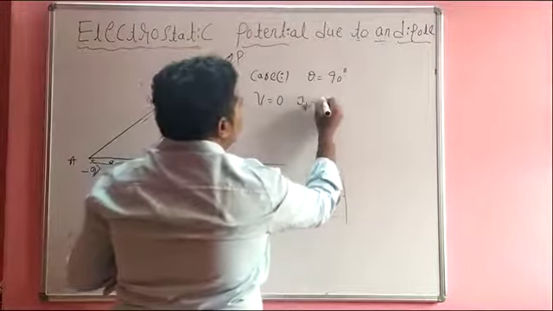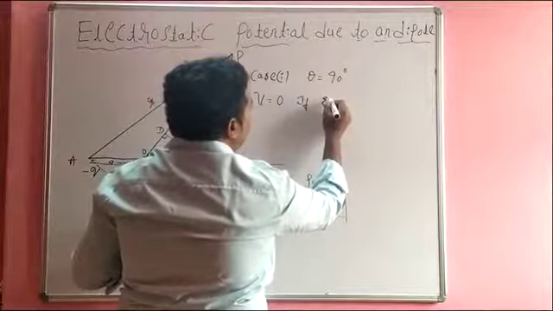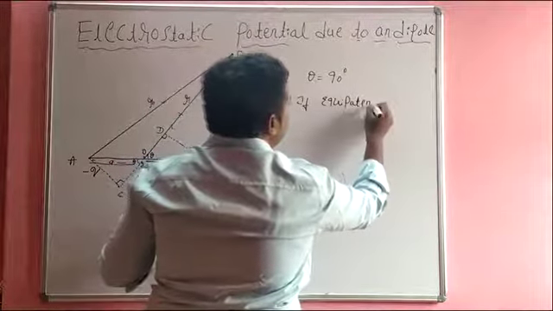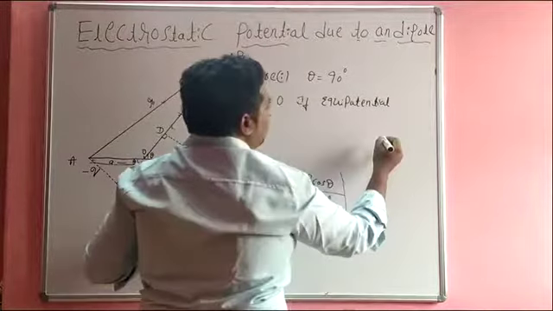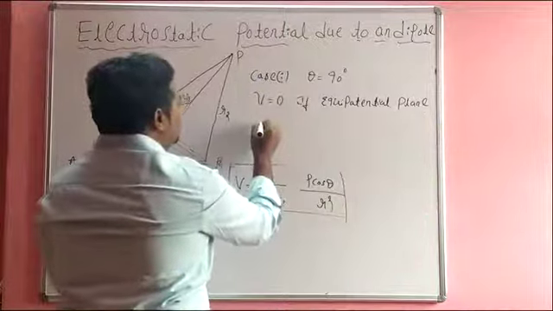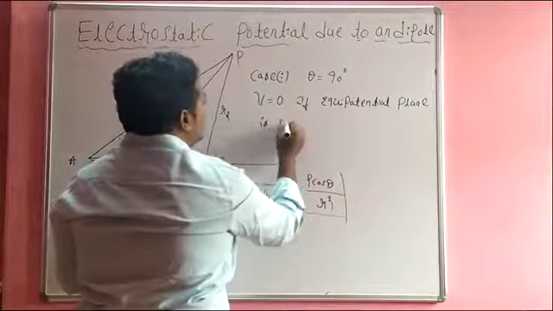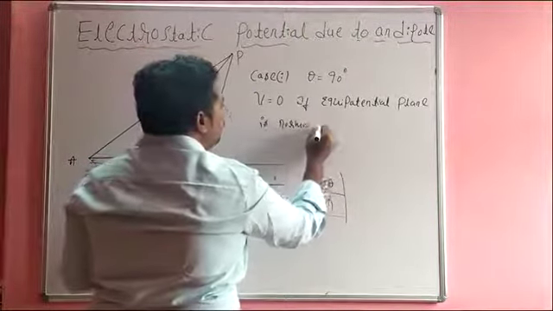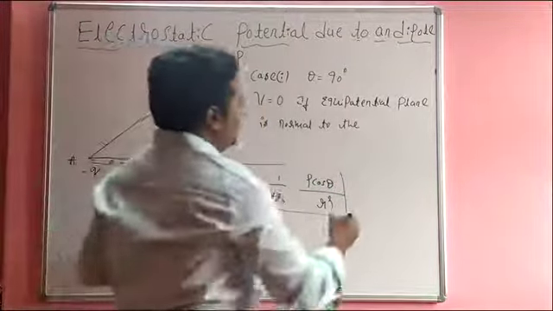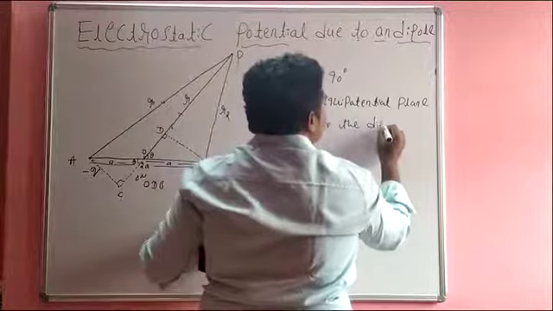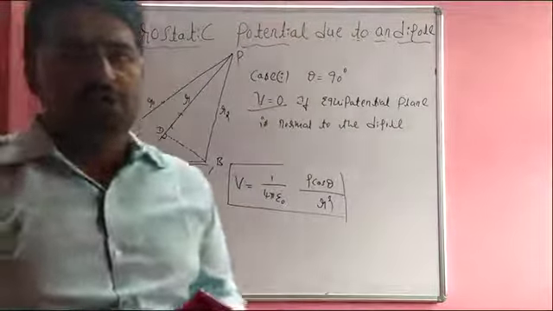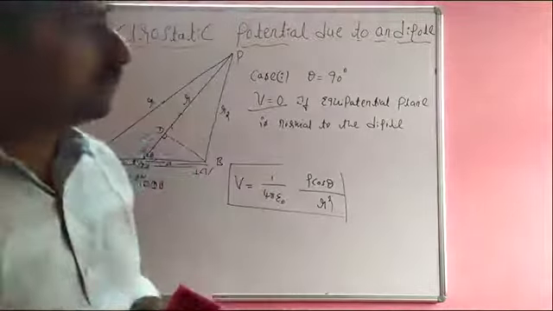If the equipotential plane is normal to the dipole, then the total net potential is equal to 0.